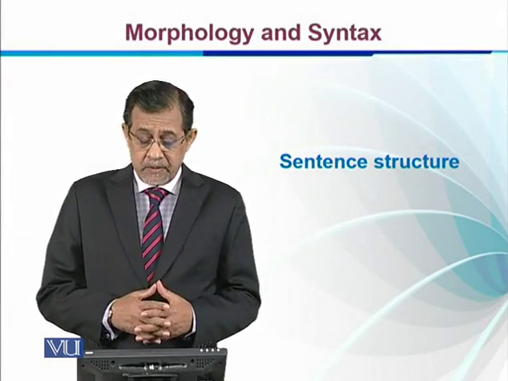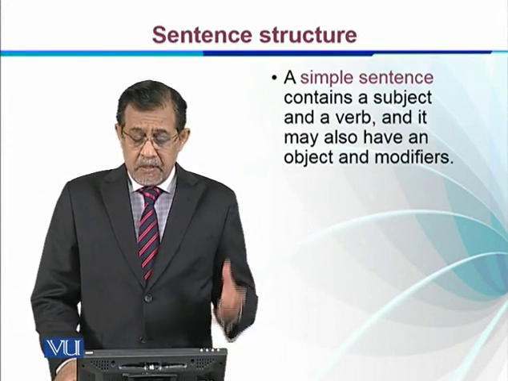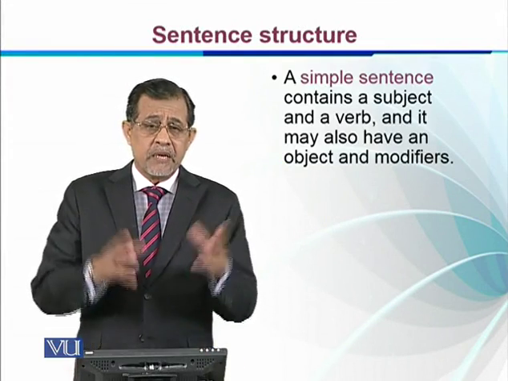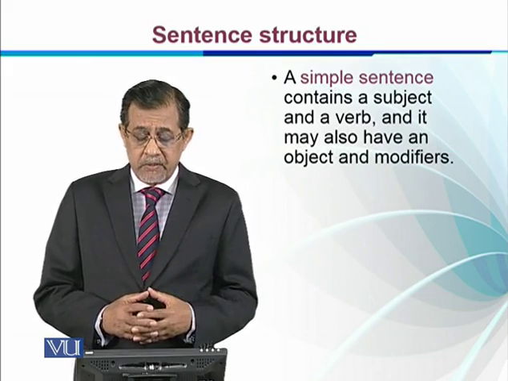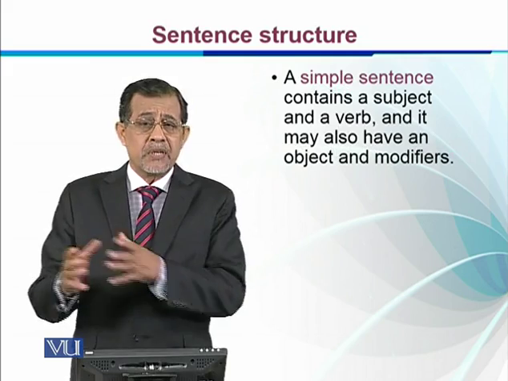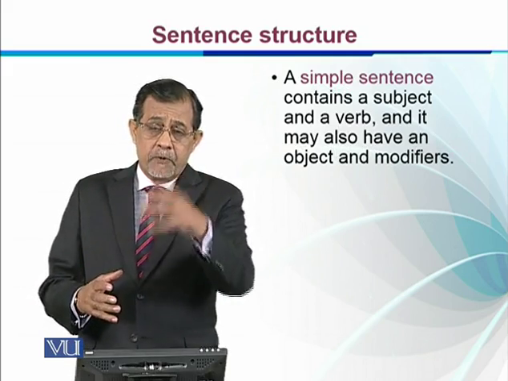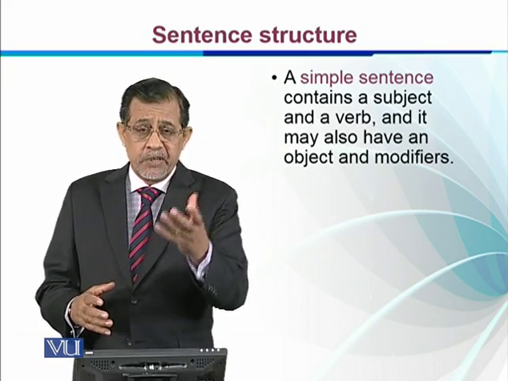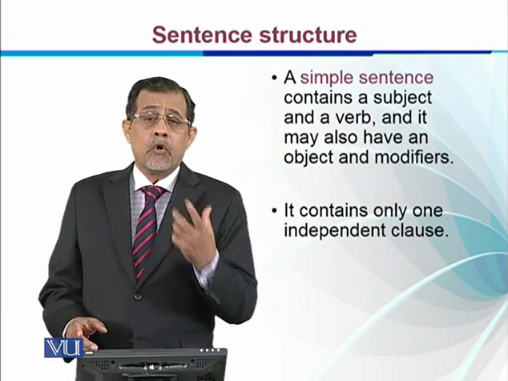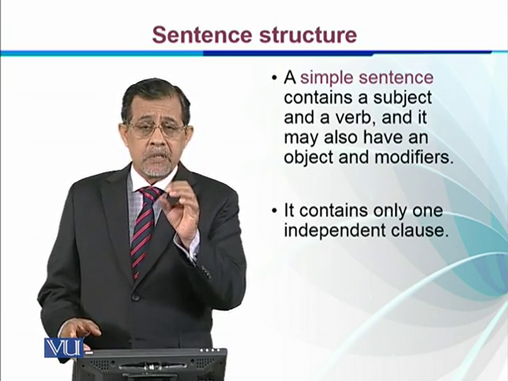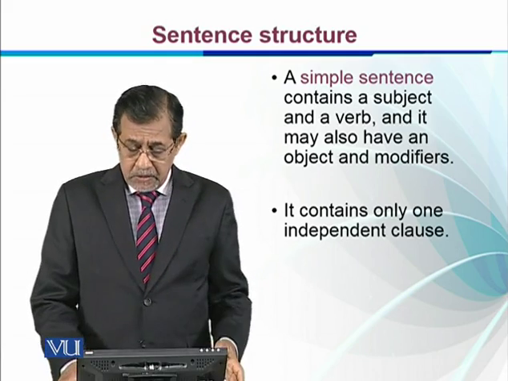Sentence structure. So let's look at the sentence structure. We have different structures of the sentence, and the first is a simple sentence. It contains a subject and a predicate or a verb, right? Or the verb can have an object or other modifier. It is a one-clause sentence, and this clause needs to be an independent clause.